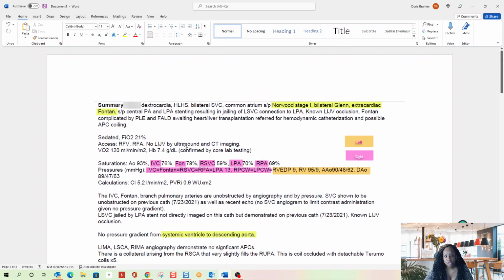So this CPT code, don't just ignore your abbreviations. Don't lean too heavily on your abbreviations. Is not a right heart cath. It is a right and left heart cath with abnormal connections. CPT code 93597. I hope that made that easier.